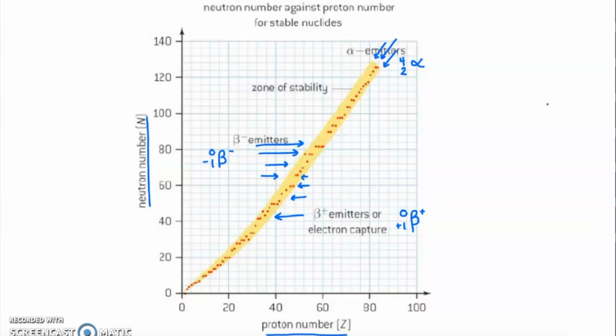You'll notice that gamma is not showing up here. That's because gamma's configuration is 0, 0. It's neither changing proton number nor neutron number. It's simply carrying away energy. So again, radioactivity, all about getting to that more stable isotope.